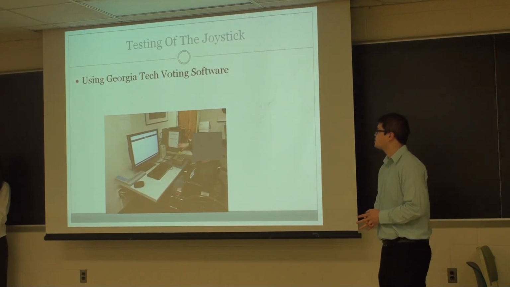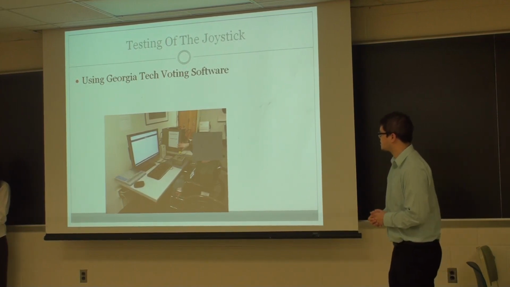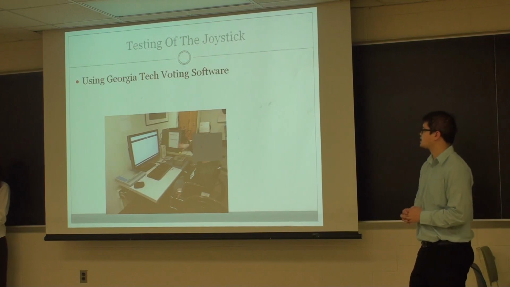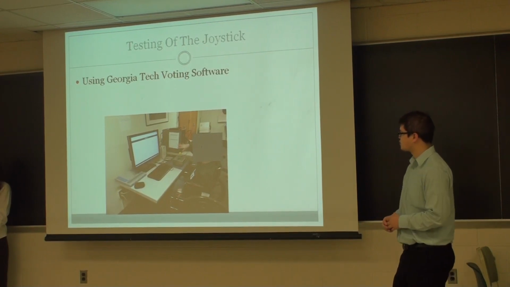So we had someone come into Stephen Blosser's office. It's a friend of his. He has cerebral palsy. We had to block out his face for privacy reasons, but he helped us test our joystick to make sure it works, how it worked with the Georgia Tech voting software, and how the force feedback issues affect him.